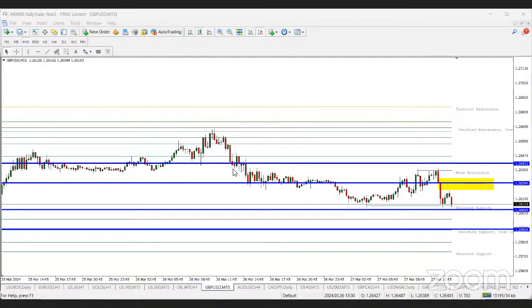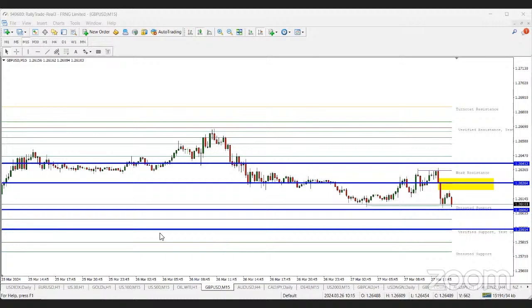Yes, that's what it means. You could do a sell limit at that point, or you could wait for price to get there and then take your trade. That's totally up to you. I'm just giving the prices.